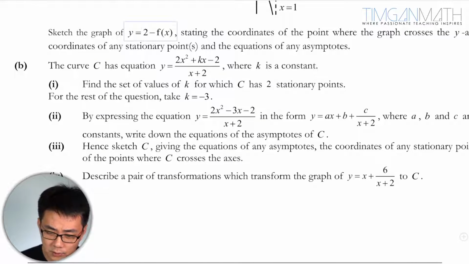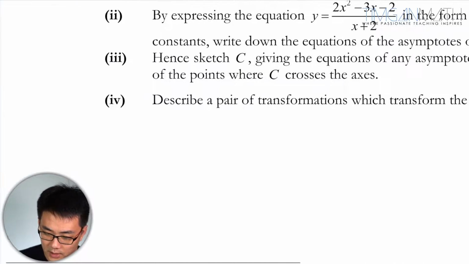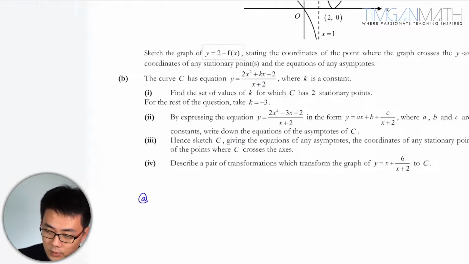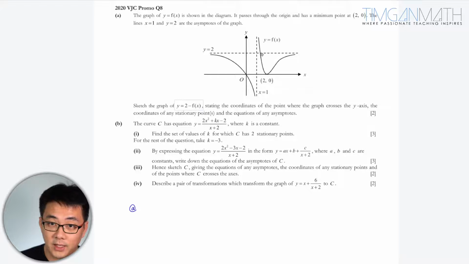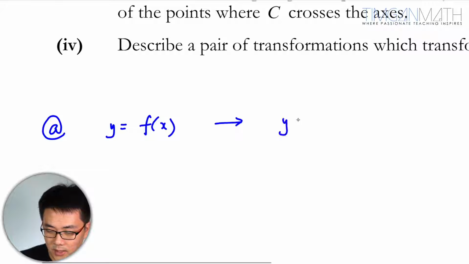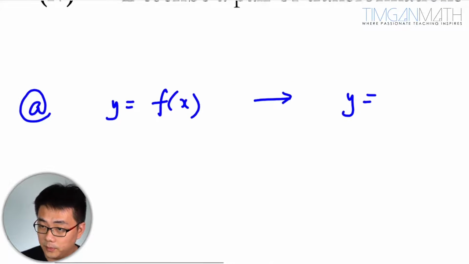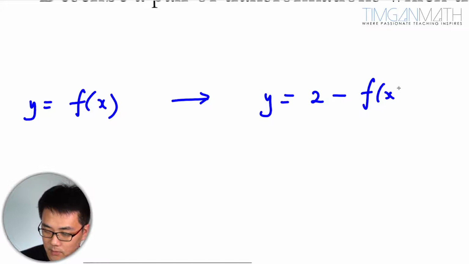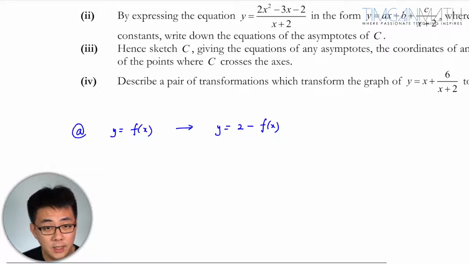If you want to do from this is A, so you want to do from y equals fx. This is y equals fx. You want to sketch a graph where this is y equals 2 minus fx. So you just try and understand the intermediate step first.